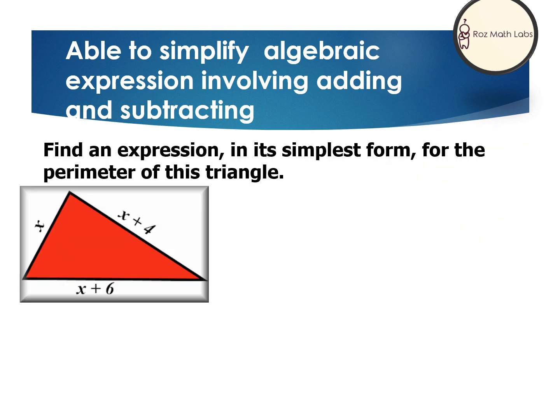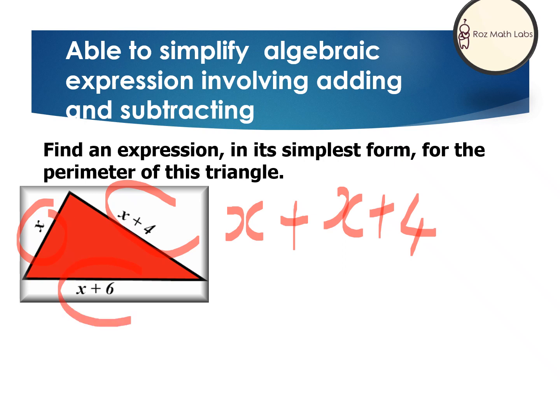But further on, we can apply this in geometry also. We need to find an expression in the simplest form for the perimeter of the triangle. The sides of the triangle are represented by x, x plus 4 and x plus 6. Perimeter means the sum of all sides. So when I add all the sides, I take x plus x plus 4 plus x plus 6.